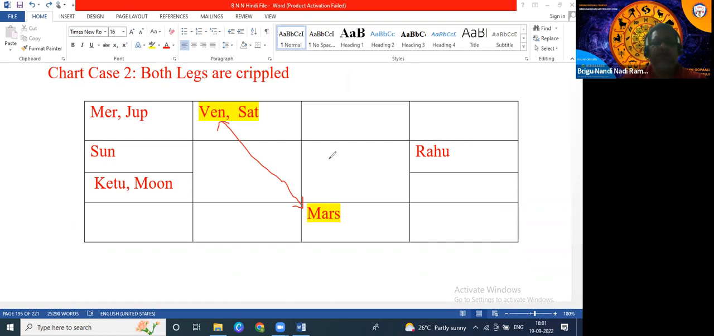Why does it happen when there is Parivartana Yoga? Now Mars goes to its own house. Mars is actually an enemy to Saturn, so there will be a quarrel and Saturn kicks his brother Mars. So his brother became lame. In a similar way here also, based on the mythological story, both legs of this native will be crippled, bent.